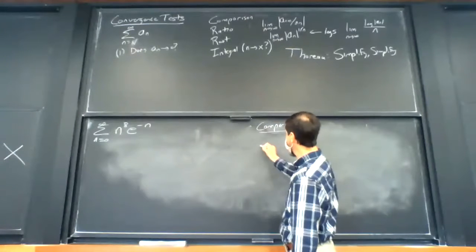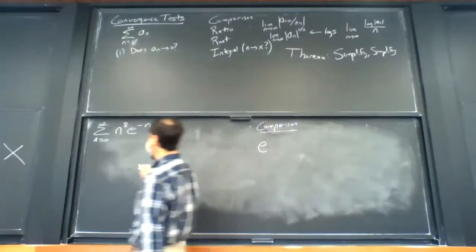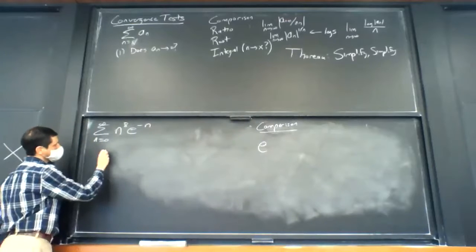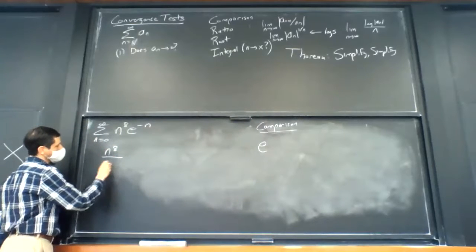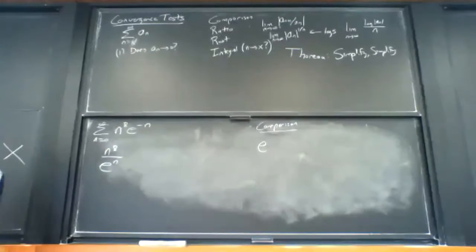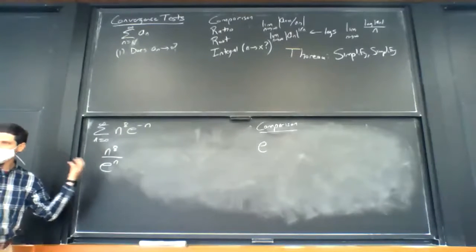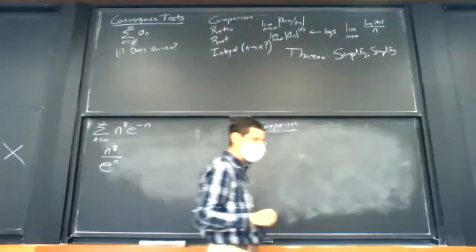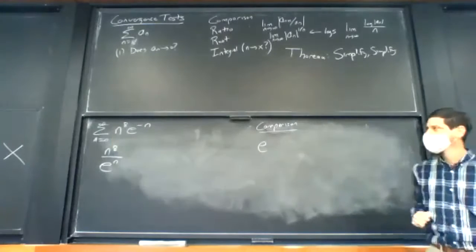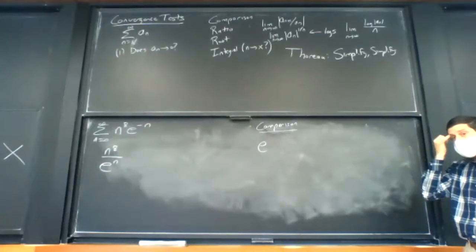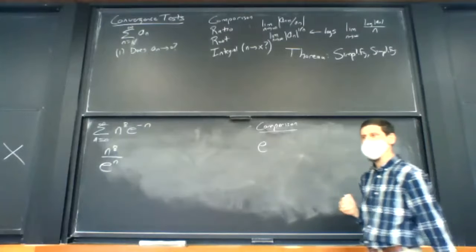And again, this is years of experience. This is the same as looking at n to the 8, e to the n in the denominator. I want to find a series whose terms are larger than this term by term by term. So n to the 8 over e to the n. I have to think, what do I know that looks like this that converges?